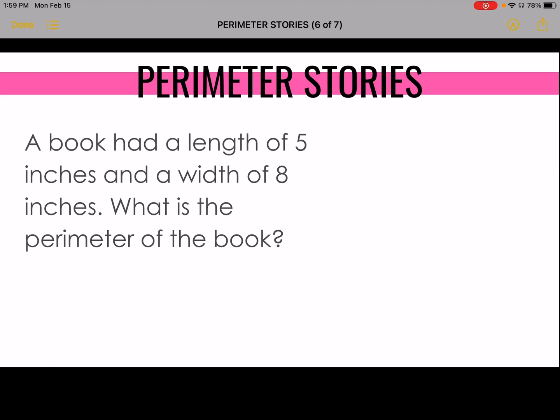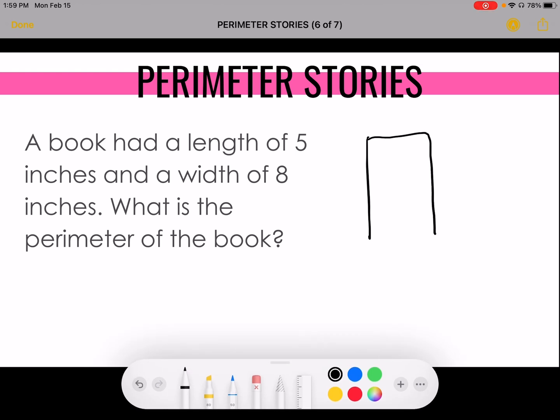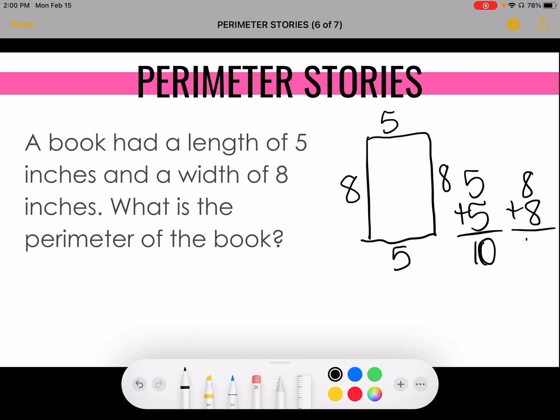All right, so when we have a book, I'm going to draw a book shape here. And I'm going to label 5 for the length and 8 for the width. And I know if it's 5 on top, it is 5 on bottom. And I know if it's 8 on the right, it is 8 on the left. All right, so then all I need to do is add all my sides. So 5 plus 5 makes 10. 8 plus 8 makes 16. Now I need to put these together. 10 plus 16 equals 26. So my perimeter would be 26.